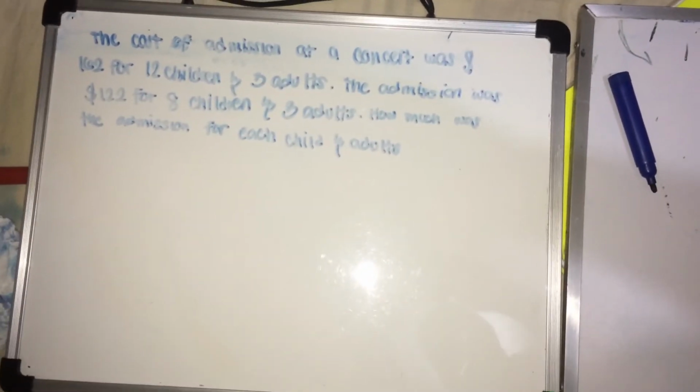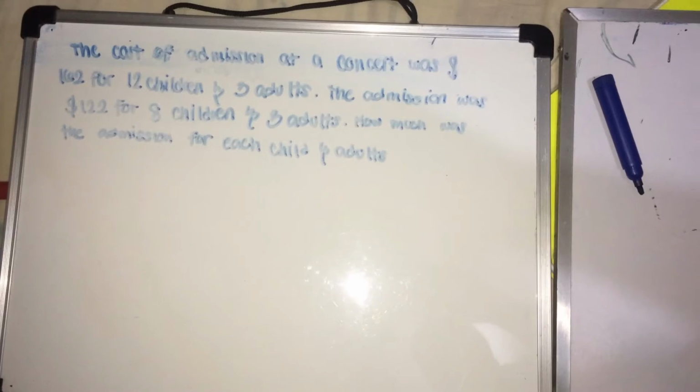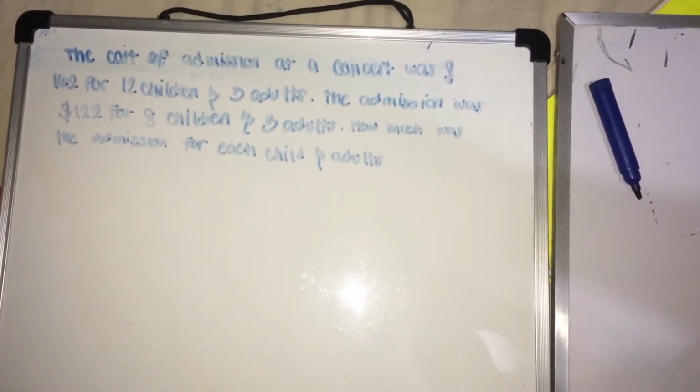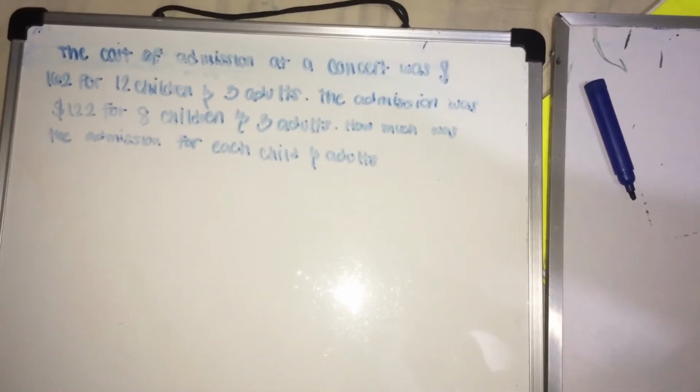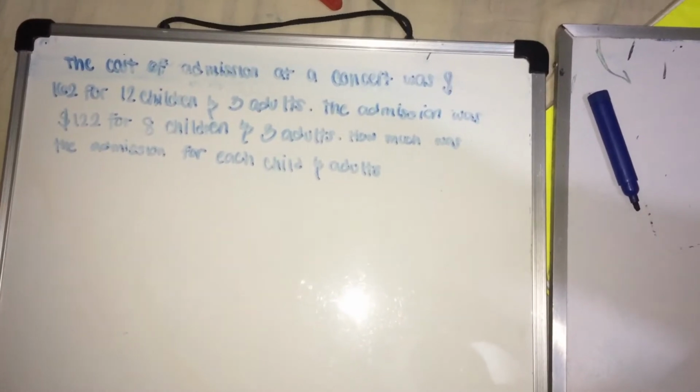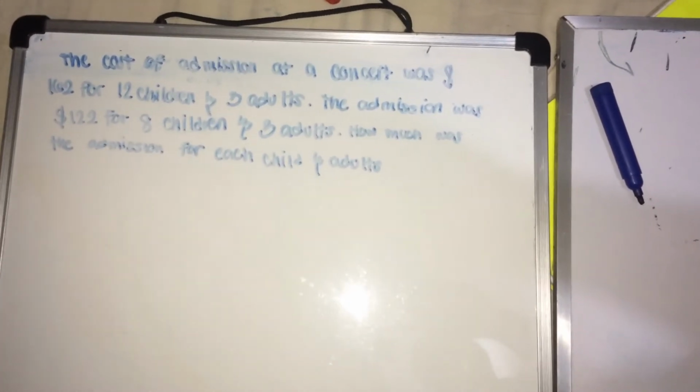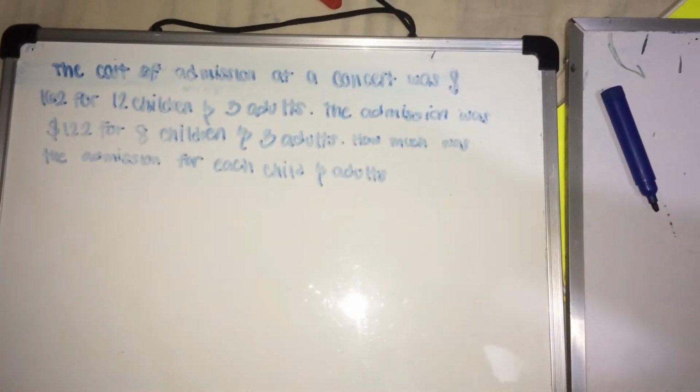The cost of admission at a concert was $162 for 12 children and 3 adults. The admission was $122 for 8 children and 3 adults in another concert. How much was the admission for each child and adult?